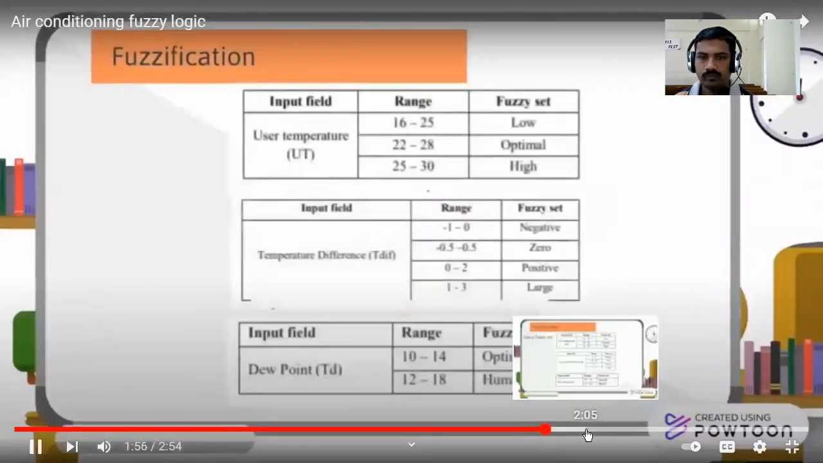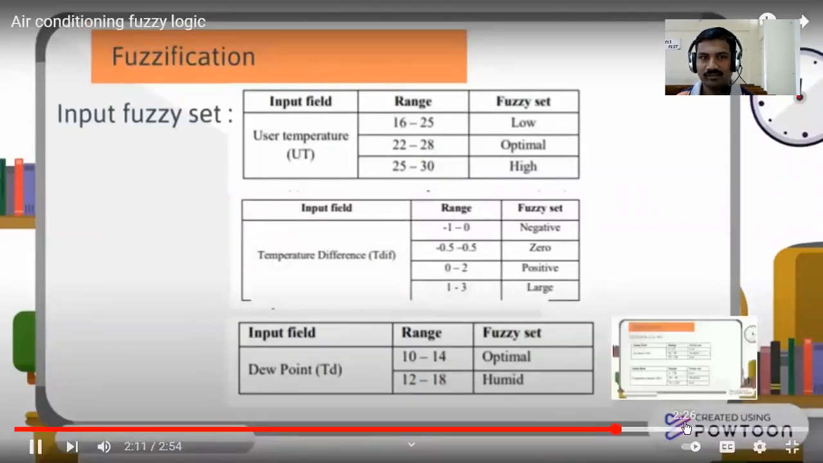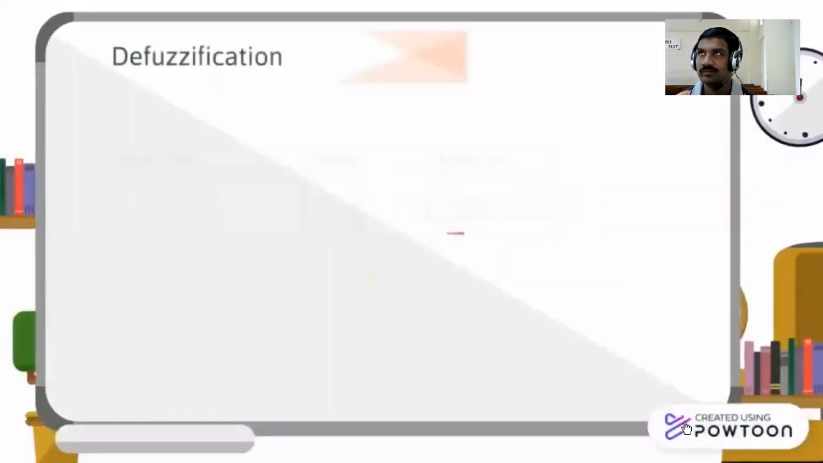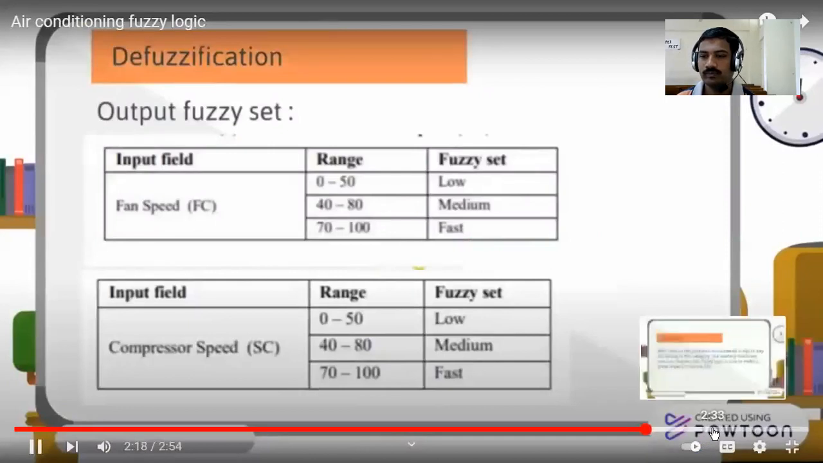Here is the input fuzzy set, which has three parts. The first one is user temperature, which has low, optimum, and high. The second one is temperature difference, which has negative, positive, zero, and large. The third one is dew point, which has optimum and zero. Here is the output fuzzy set, which has two parts: fan speed and compressor speed. Fan speed has low, medium, and fast. Compressor speed also has low, medium, and fast.